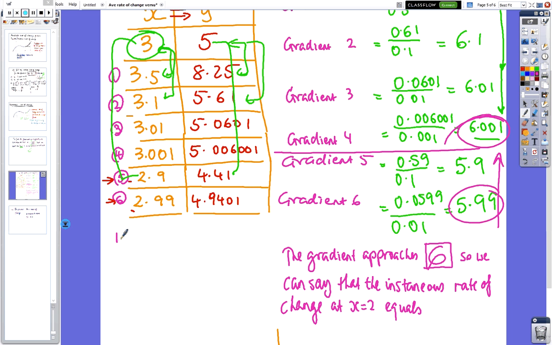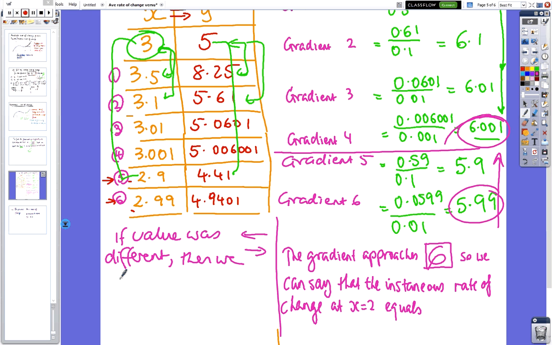If we're approaching it from the left and we're approaching it from the right and the value was different, then we can't find an instantaneous rate of change. You can get those, but not in normal functions. So it's important to know that the value has to be the same from above and below. If it wasn't, then we can't find a rate of change. Okay, copy and come across.